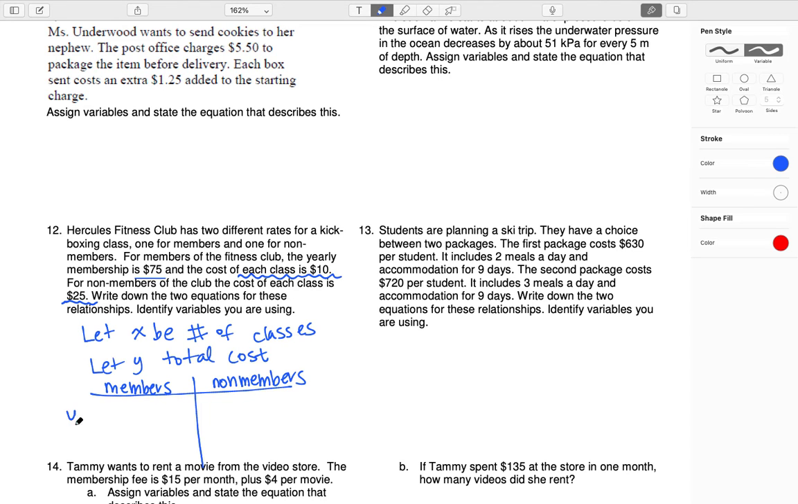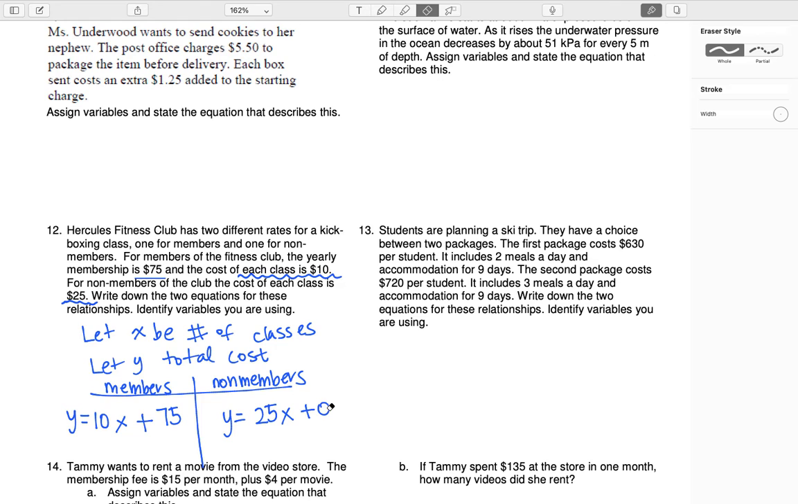For members, Y is equal to, so every time the rate of change, the slope, is $10, right? But there's a one-time fee, the y-intercept, of $75. On the other hand, for non-members, there's no one-time fee. They just have to pay a little bit more for each class. So Y is equal to 25x, and then there's no one-time fee, so it's plus 0. But we don't really like adding 0 because it doesn't give you anything, so just omit it. So it will be 25x.